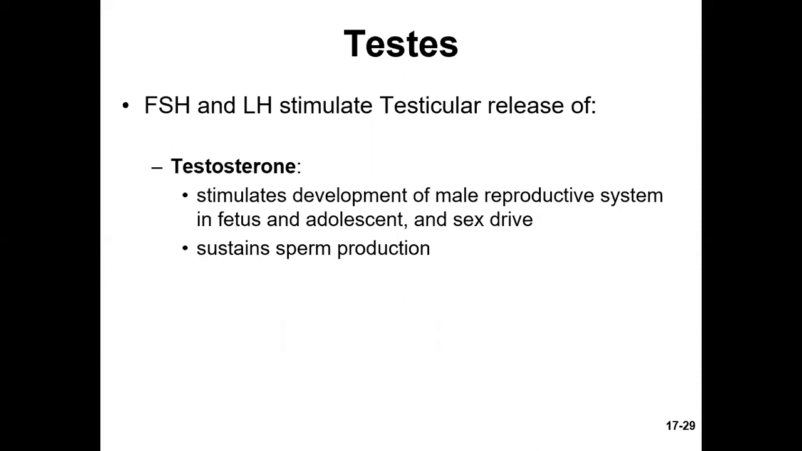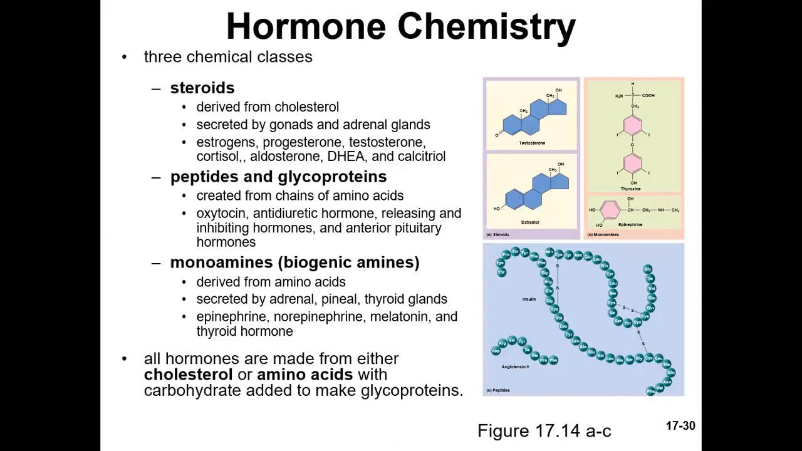The testes in the male gender body, FSH and LH, when encapsulated within the male gender body, will stimulate the testes to release testosterone. This will develop the male reproductive system in the fetus as well as the adolescent and sex drive, or at least testosterone does. And then testosterone is responsible for the sustenance of sperm production.